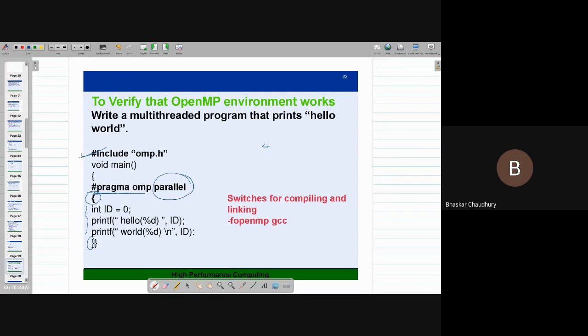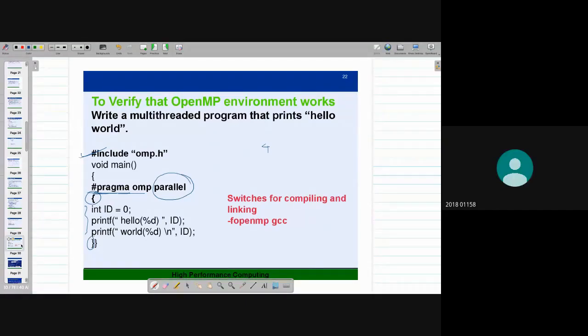In this particular program, what will be the output of this program? Can someone tell me? What will be the output of this program? Hello 0, world 0. How many times? Maybe 4, I think. So 5, yes, 5 times. Why 5 times? Because there is one parent thread also. The parent thread is always included in the total number.